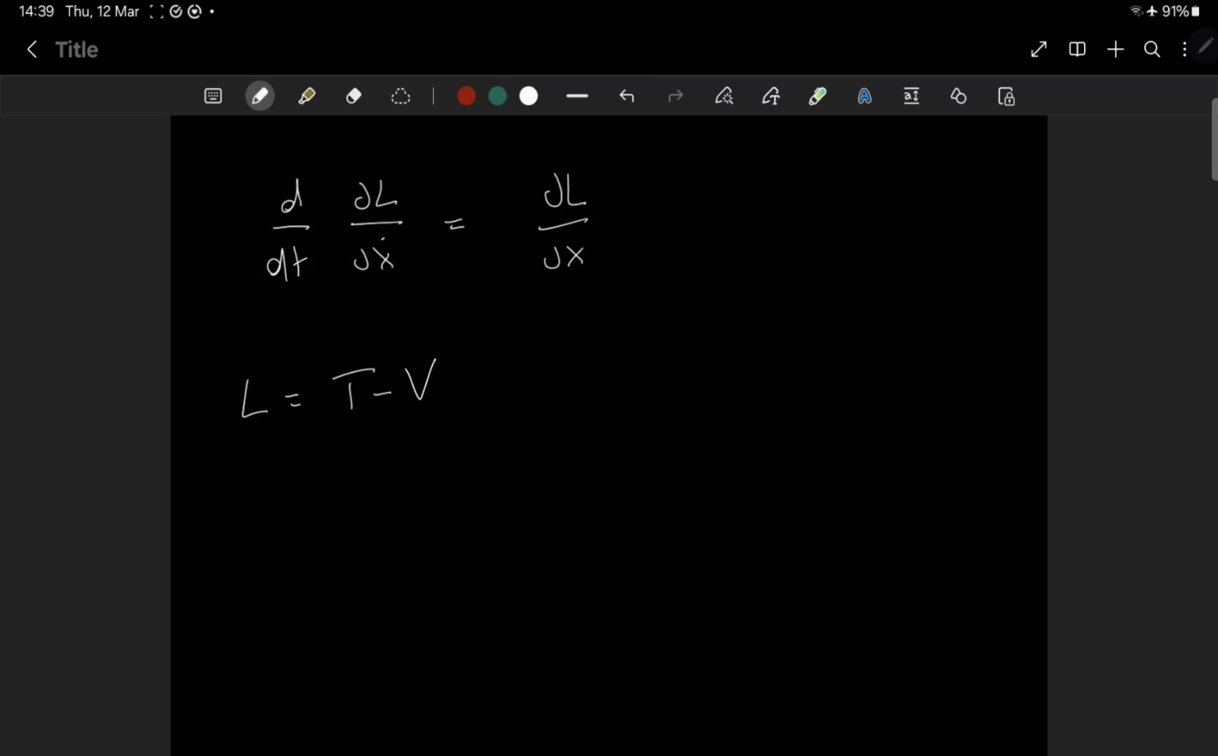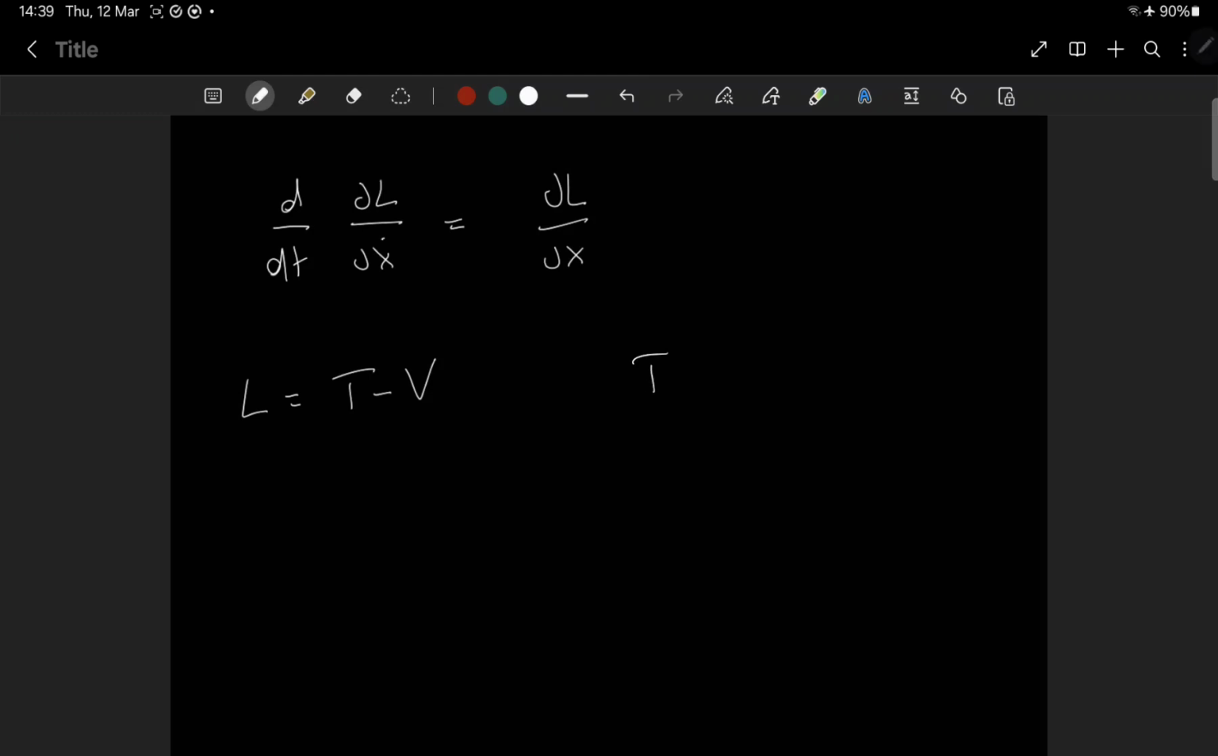Take a look at how to derive the equations of motion for the harmonic oscillator from the Lagrange equations, from the Euler-Lagrange equations. If you remember, in a previous video I had shown that the Euler-Lagrange equations are given by the following: d/dt of ∂L/∂ẋ minus ∂L/∂x. And if you remember, L is given as the kinetic energy minus the potential energy.